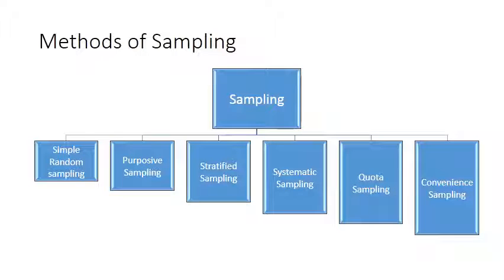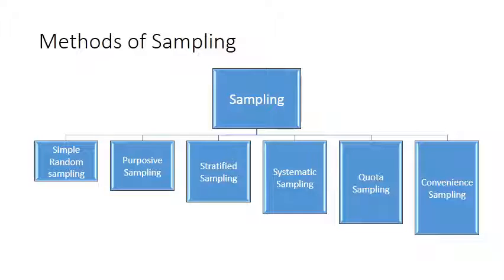So what are the methods of sampling? Sampling here means sample selection. First is simple random sampling. Second method is purposive sampling. Third is stratified sampling. Fourth is systematic sampling. Fifth, quota sampling. And sixth is convenience sampling.